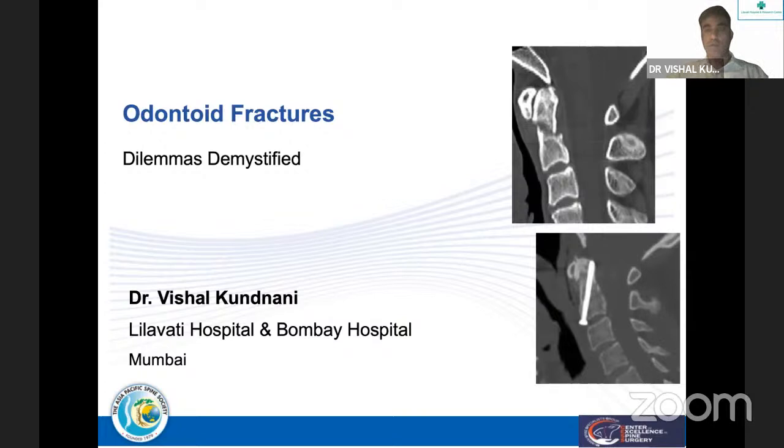On cervical spine trauma. So odontoid fractures, like Kshitij mentioned, is one of the most common kinds of injury that happens in the craniovertebral junction. And this is also one of the fractures that has always been a dilemma to manage whenever it comes to the plan of management of these fractures.